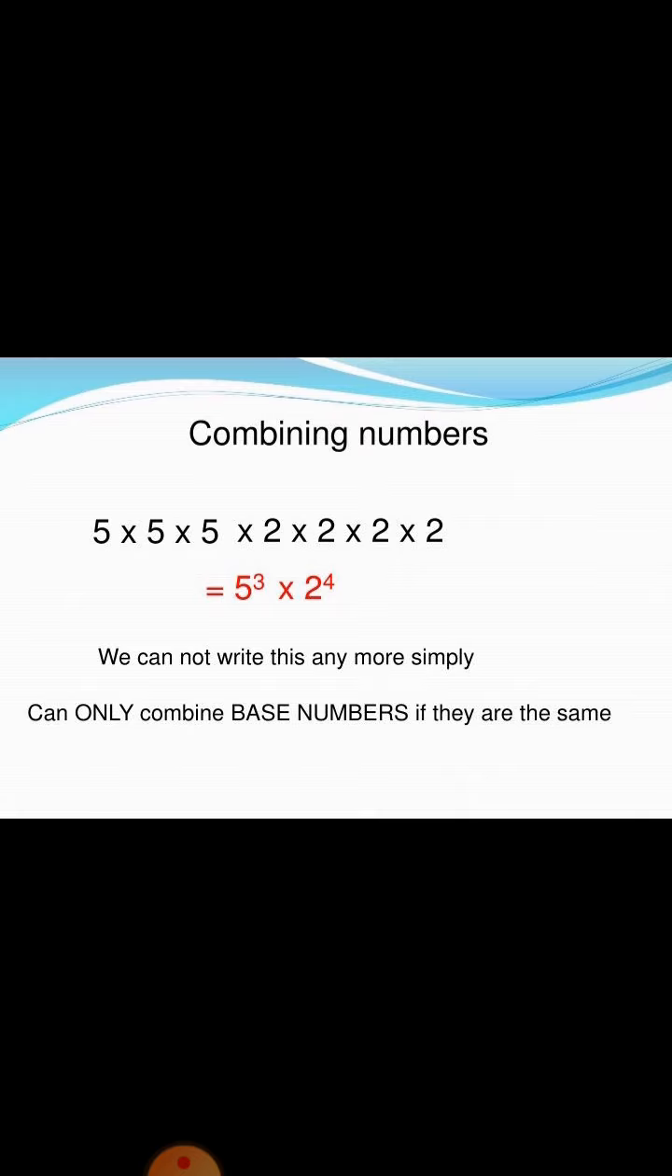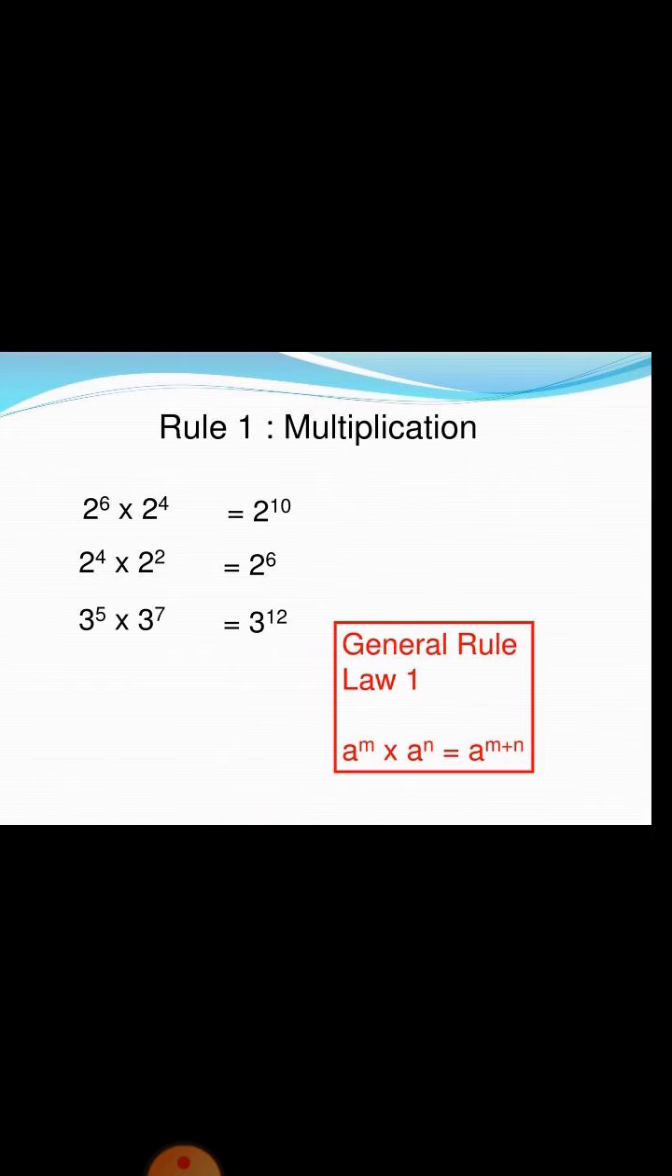Next, we discuss combining numbers. For example, here we have 3 times 5 and 4 times 2, and we combine these and write 5 raised to power 3 and 2 raised to power 4. We cannot write this any more simply because we have a different base here.